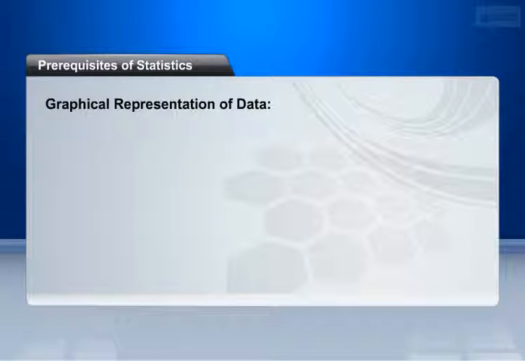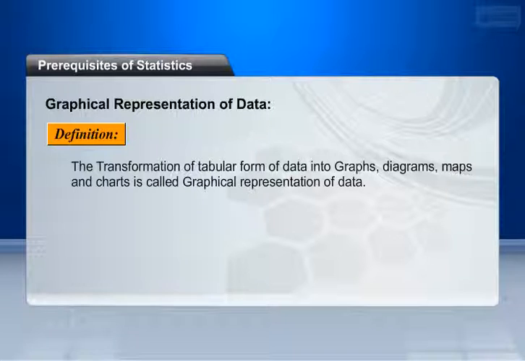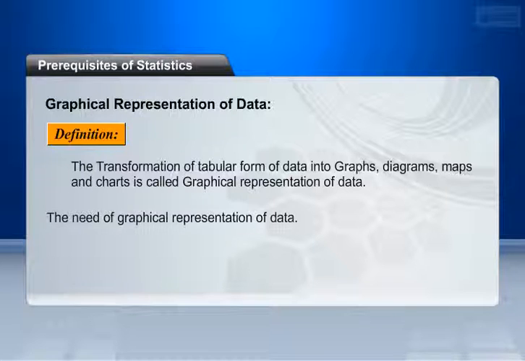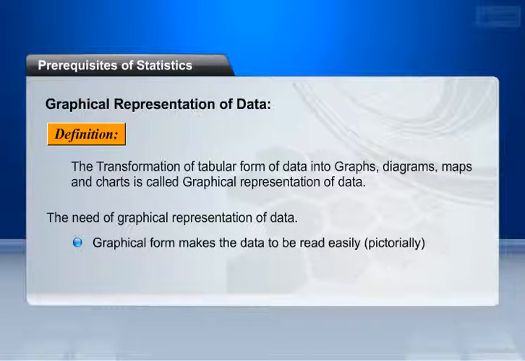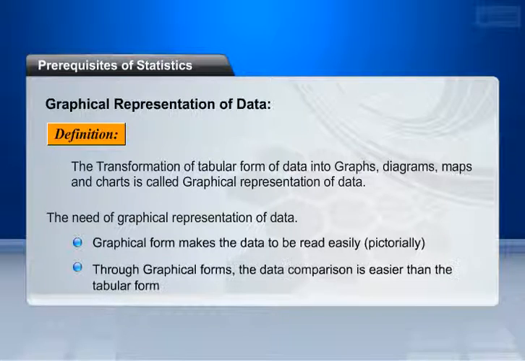Graphical representation of data. The transformation of tabular form of data into graphs, diagrams, maps, and charts is called graphical representation of data. The need of graphical representation of data is that the graphical form makes the data easy to read, pictorially. Through graphical forms, the data comparison is easier than the tabular form.